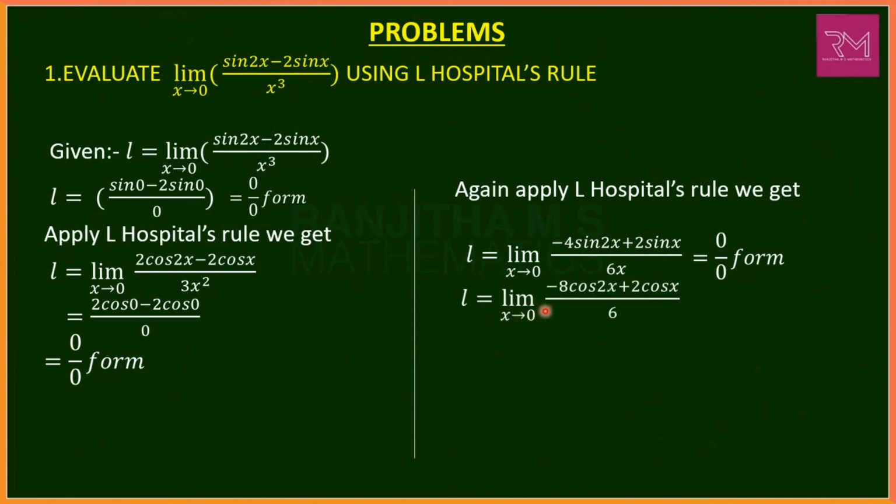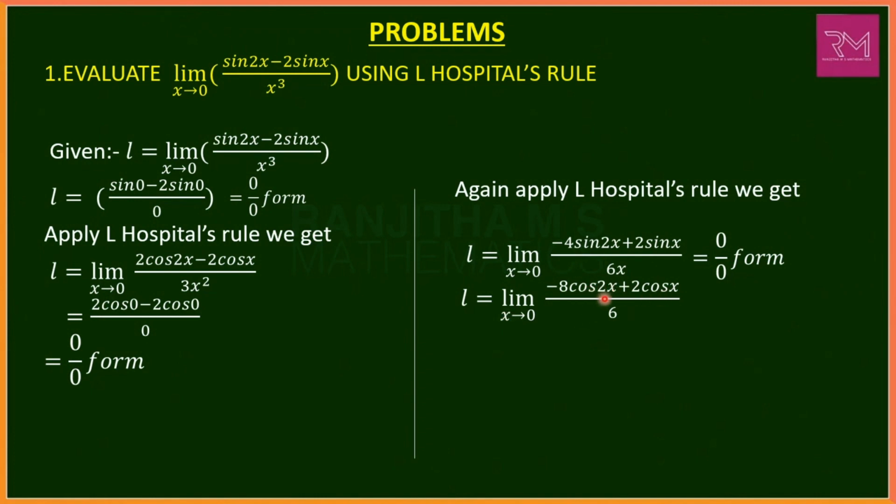We get L is equal to limit of, here minus 4 is constant, take as it is, into differentiation of sin 2x is 2 into cos 2x. That is 4 into 2 is 8. Hence we get minus 8 into cos 2x plus 2 into differentiation of sin x, which is cos x, divided by 6, which is constant, take as it is, into differentiation of x is 1. Hence we get 6 in the denominator. In the next step we have to substitute x value as 0 here.